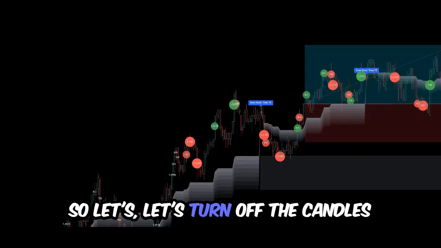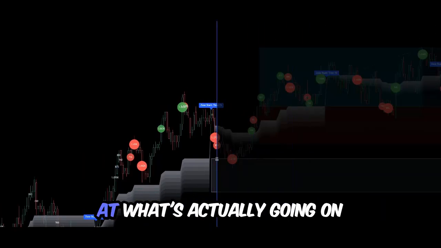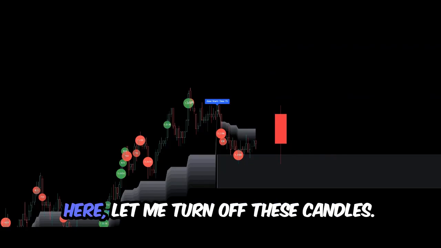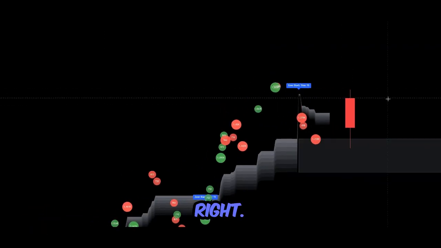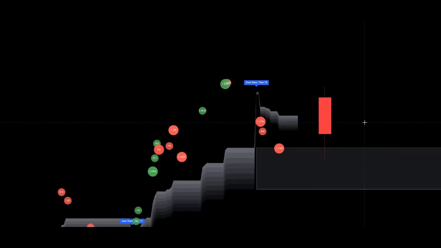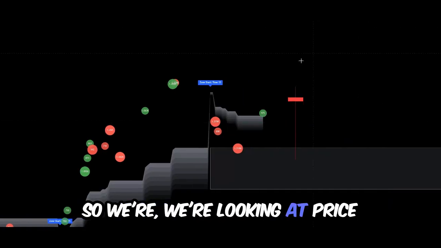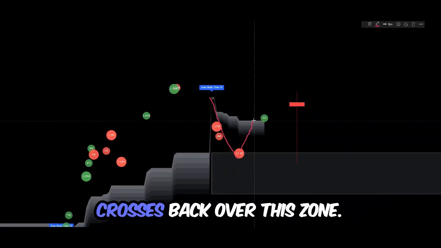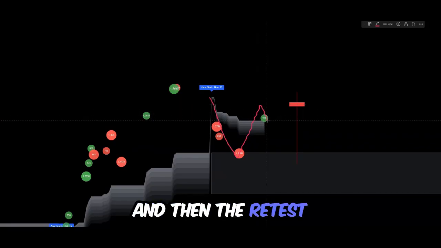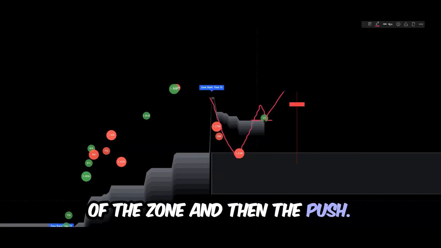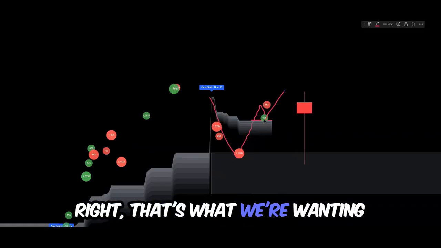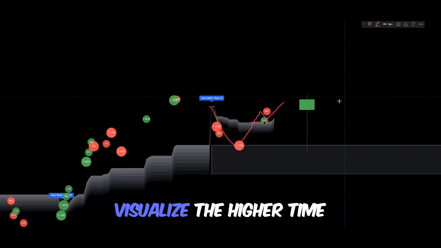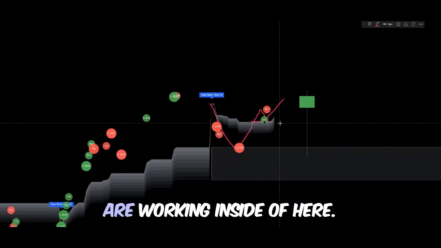So let's turn off the candles real quick, and we will look at what's actually going on, just so that you understand it here. Let me turn off these candles, right? And we can still see this one because that's actually an indicator. So we're looking at price that starts at the zone right here, comes down, and then it crosses back over this zone, and then the retest of the zone, and then the push, right? That's what we're wanting to happen. And this indicator here is helping us visualize the higher time frame candle as the smaller ones are working inside of here.